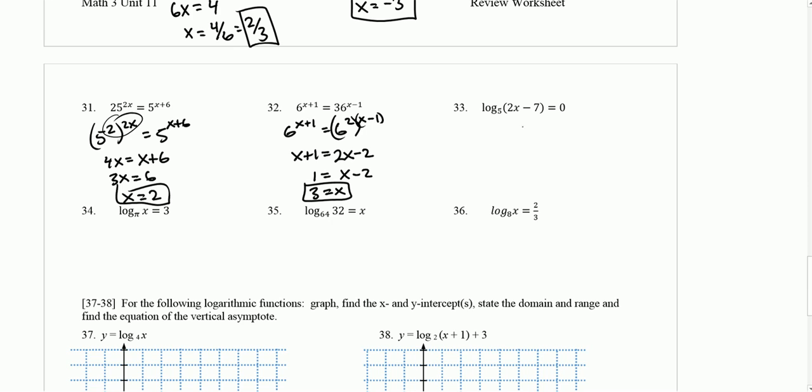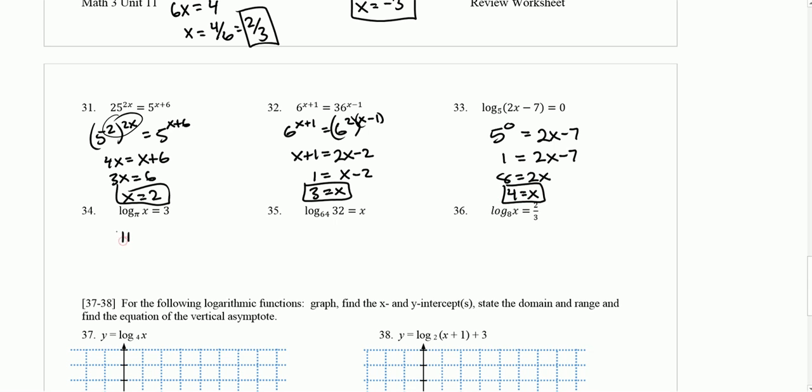Number 33, I'm going to change it out of log form into exponential form. So 5 to the power of 0 is equal to 2x minus 7. 5 to the power of 0 is 1. Add 7 to both sides, divide by 2, and you get x is 4.